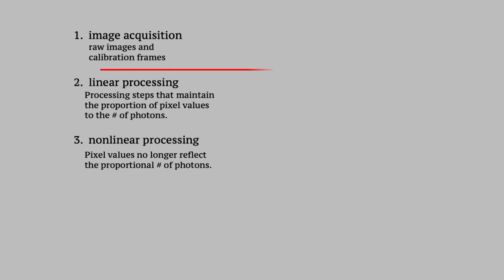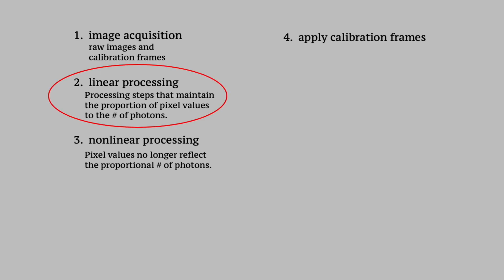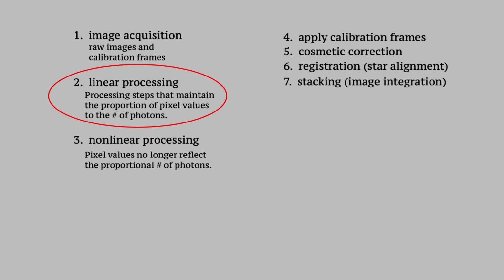In linear processing, or I should say before we get to linear processing, we do have that one step that we have to take, which is to approve images that we want to continue on working with and select the best image for each filter. And in linear processing, we want to apply calibration frames, cosmetic correction, registration, lining all the images up on top of one another, stacking them so that we have one master image for each filter, and then finally cropping them to get rid of the bad edges.